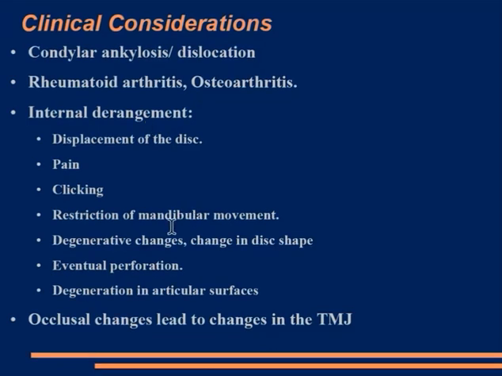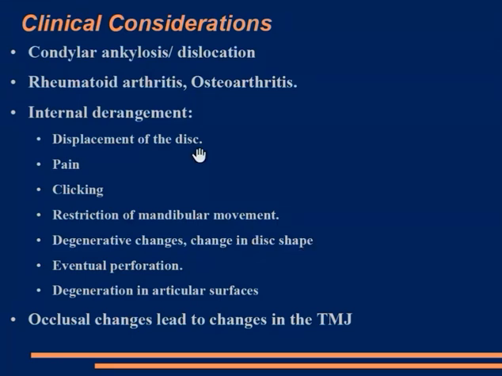Now, we also have occlusal changes that might lead to changes in the TMJ, because we have an interrelation that is described in the summary part. There is difficulty in treating these conditions because we don't have high healing properties, perhaps related to the lack of blood vessels in the intra-articular disc area, in the central part.